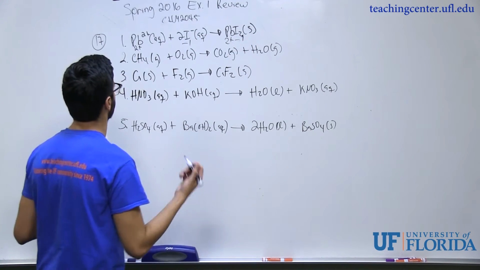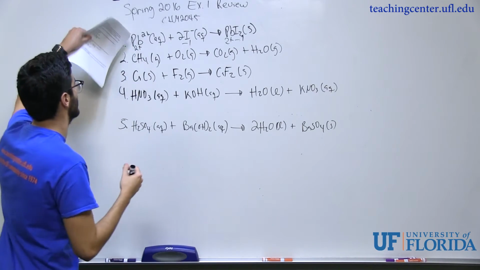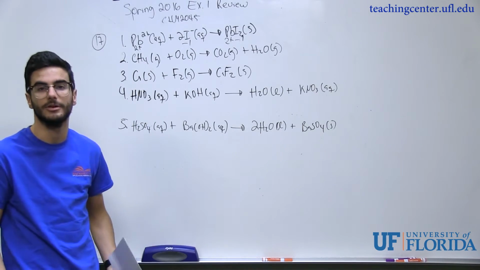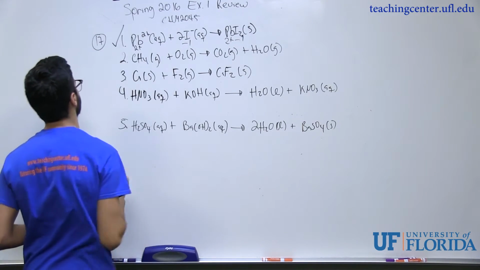So that's true. Remember, even though it's lead by itself, it's not 0 because it has a charge. If it would have just been Pb, then it would have been 0. But since it has a charge, we use the charge. So number 1 is good.